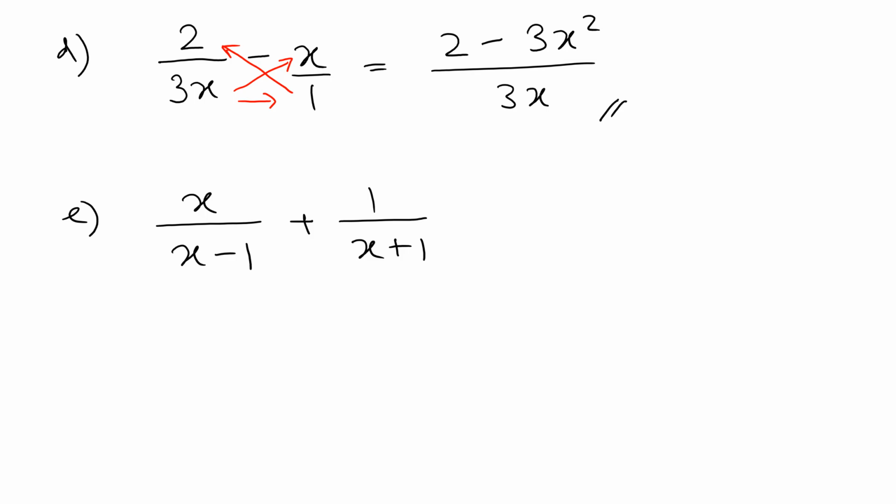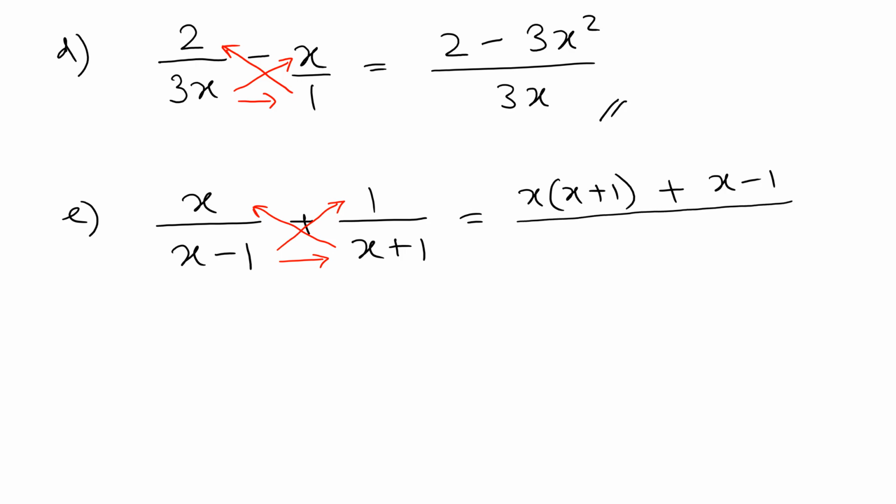Suppose we have this complicated one, x over x minus 1 plus 1 over x plus 1. We again use the same argument. We multiply these two, and we multiply those two, and then we also multiply the bottom. What you get is x times x plus 1, plus x minus 1 times 1, which means x minus 1, and the bottom is x minus 1 times x plus 1. Let's simplify this a little.